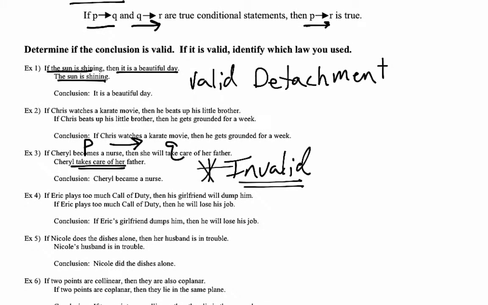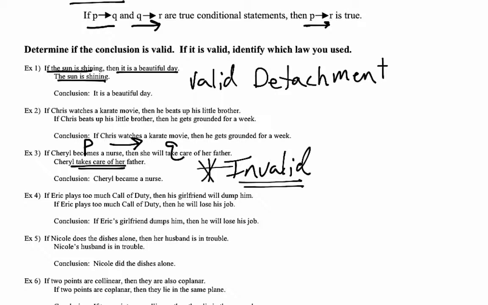In example number 2, it says, if Chris watches a karate movie, then he beats up his little brother. This was what happened to me every time my brother Chris watched a karate movie. He would beat me up, so it was guaranteed. The second statement says, if Chris beats up his little brother, then he gets grounded for a week. Also, rule of my parents' house, always happened. So these are two true conditional statements.